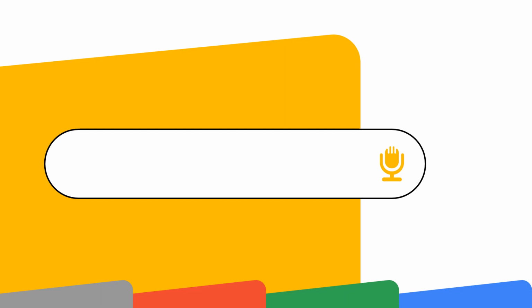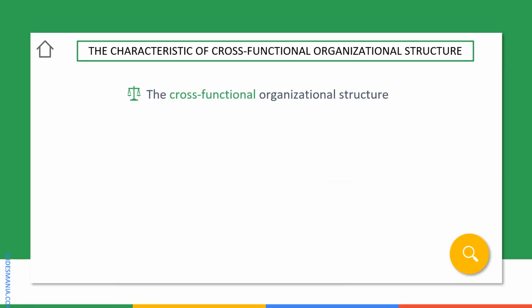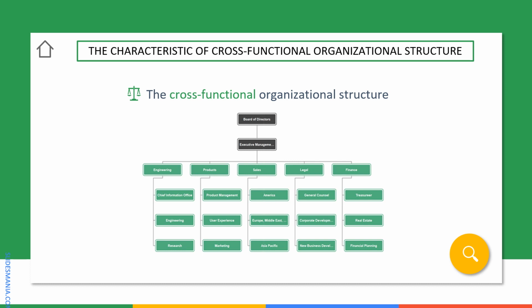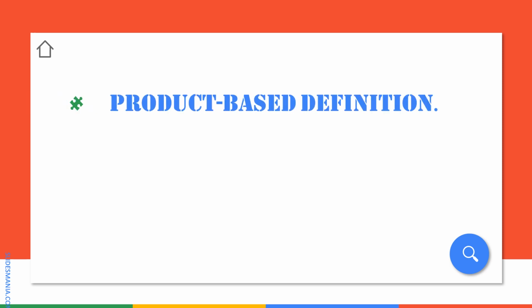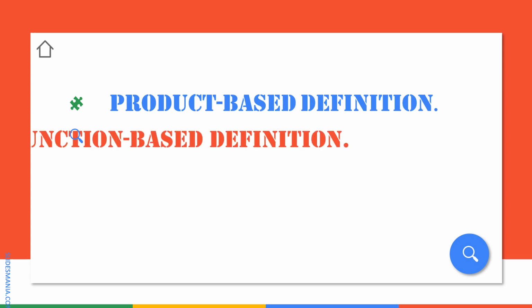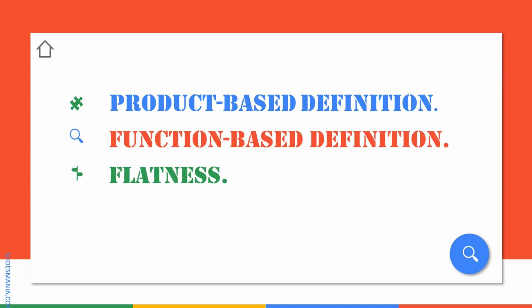Then we continue with organizing. Page decided to use the cross-functional type of Google's structure. By using this type of structure, Google can have the characteristics of the organization that they want: product-based definition, function-based definition, and flatness. And our team was really impressed with the flatness because it helps to improve the cooperation of employees.